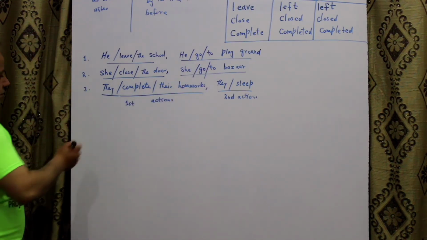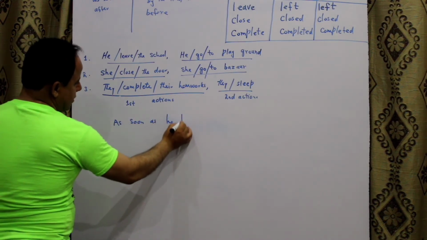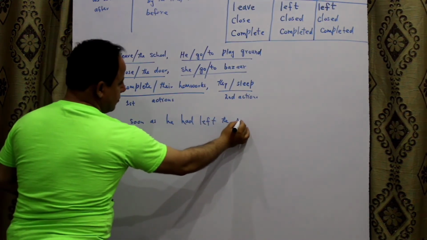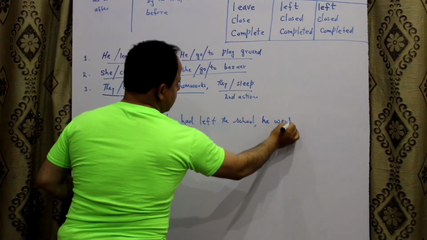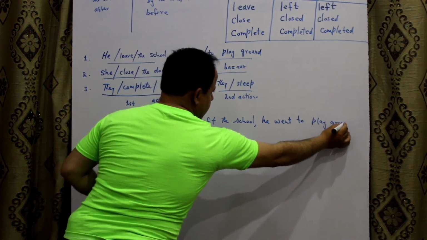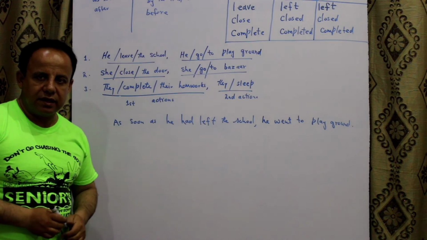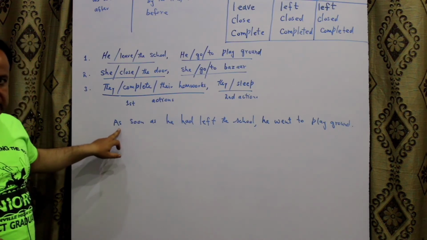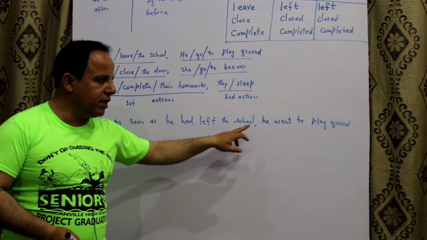The example is there. As soon as he had left the school, he went to playground. Now can you find here, this is the past perfect tense and the second one is the past indefinite tense. Now one thing more: you can use the past indefinite tense as well if you want to use as soon as. Example: as soon as he left the school, he went to playground.